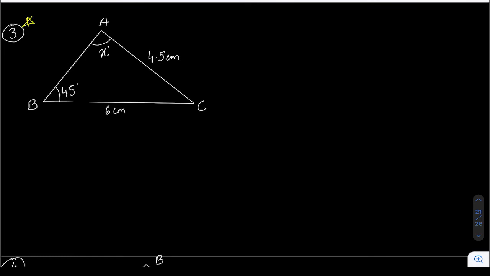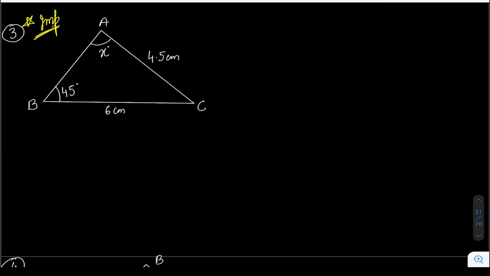Okay, now this problem is an important one. First, you can pause this video and try this question yourself also. Why is this important? Just remember this thing: whenever you are finding an angle using the sine rule, just be extra cautious and extra careful. Why is that? I will tell you right now.